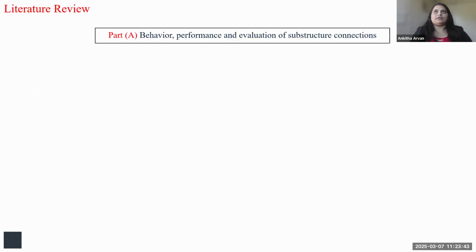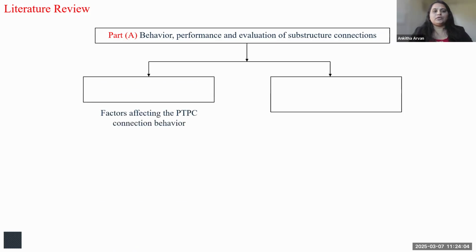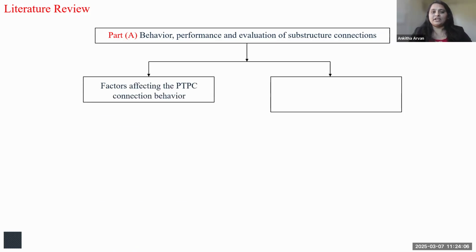As you see right now, I'm talking about two parts: the evaluation of the connections by itself, the pile to pile cap, and also the pile embedded in multi-layered soil strata. I divided it into two parts. For part A, I have been doing a literature review on behavior, performance, and evaluation of substructure connections, which included understanding the factors affecting the PTPC. I call the pile to pile cap connections PTPC.